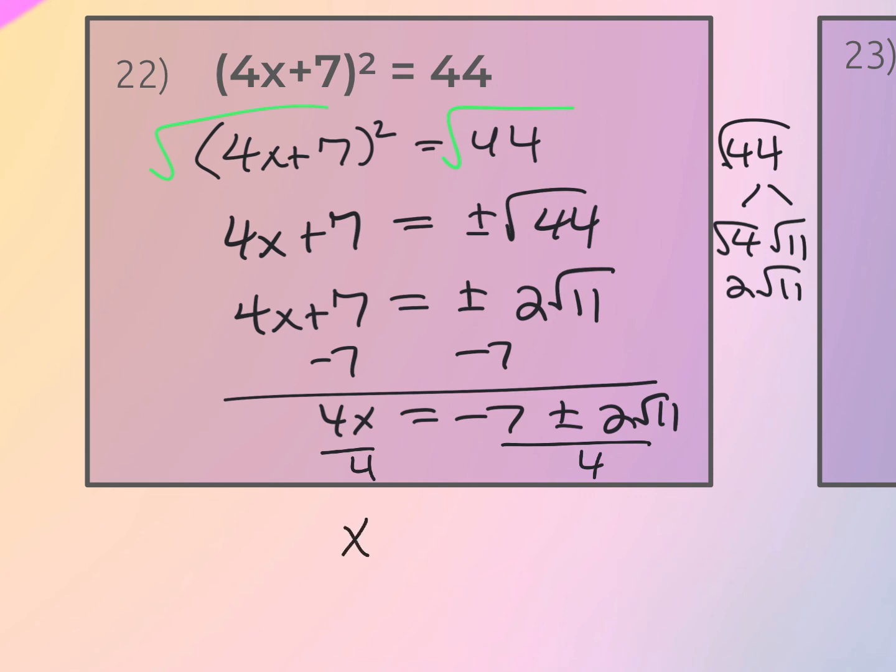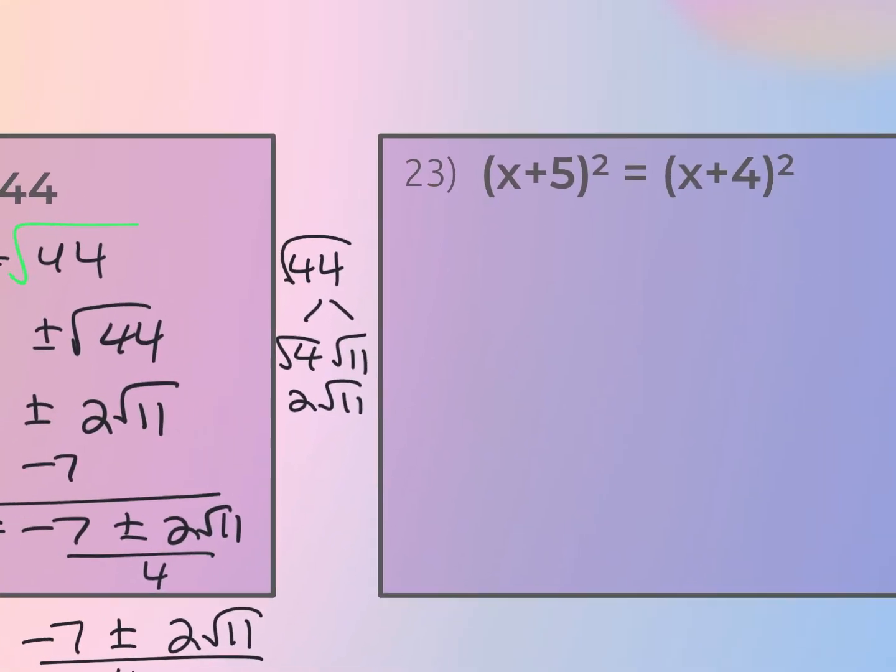The last example is a little different. Negative 7 plus or minus 2 radical 11 over 4. Nothing simplifies here. Again, don't be tempted to think that you could simplify this. The 4 would also need to simplify with the 7. All right, next. Last one.